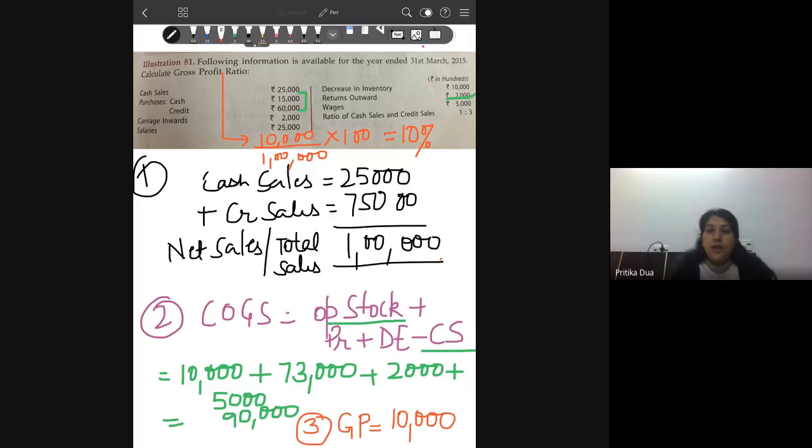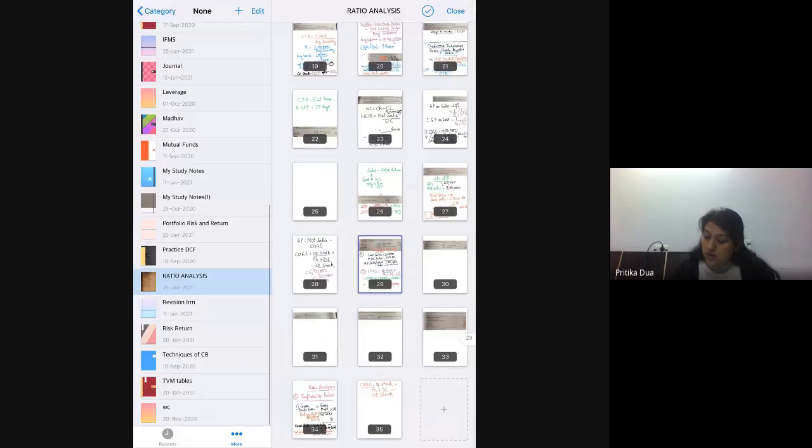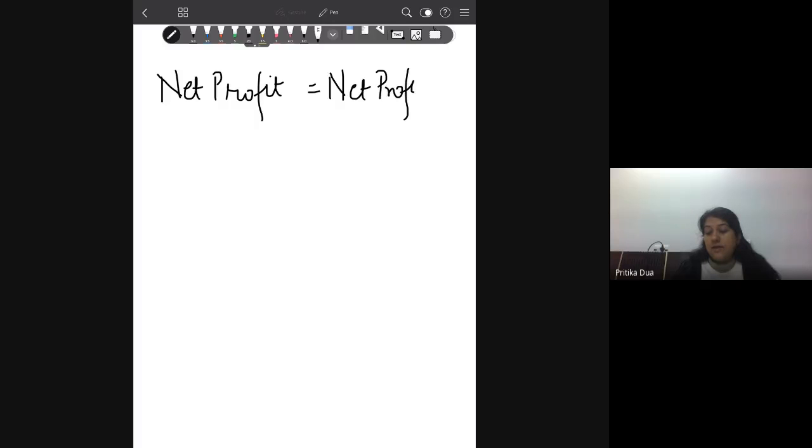Okay, we move to the next profitability ratio now. अगर एक रेशियो प्रॉफिटेबिलिटी की ग्रॉस प्रॉफिट है, then second will be on the basis of net profit. So your second ratio is your net profit ratio. Again, net profit ratio will be net profit upon net sales into 100. परसेंटेज में आंसर आएगा.